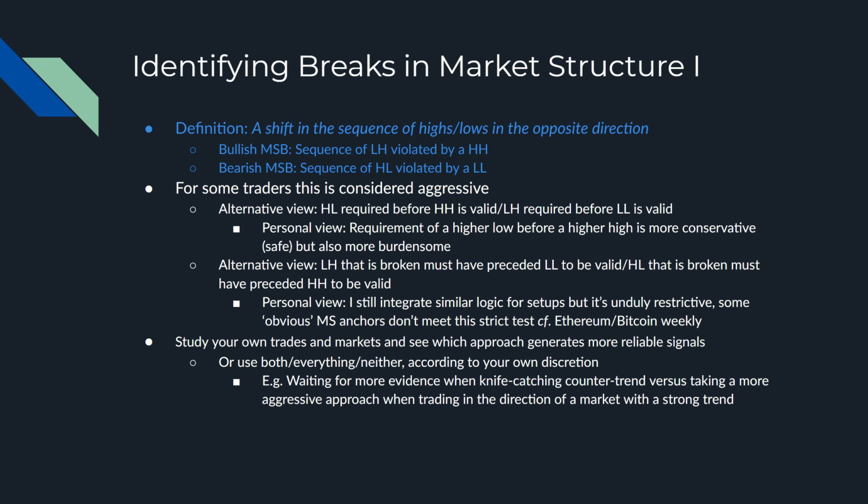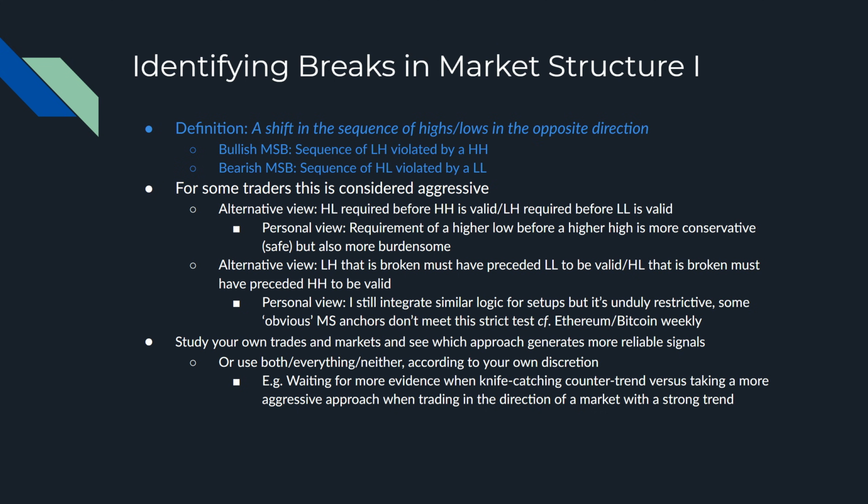The second kind of criticism to be aware of, with regard to my definition of market structure offered in the first bullet point, is that there's an alternative view that the lower high that's broken must have preceded a lower low to be valid, or the higher low that is broken must have preceded a higher high to be valid. So you can see in my definition, I don't ascribe any special functions to the lower high or the higher low that get violated, but some schools of thought or practitioners of market structure will ascribe certain features to these highs and lows in order for their break to be valid.